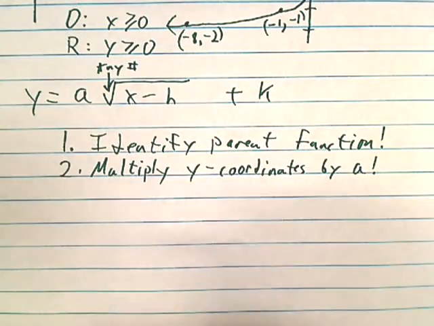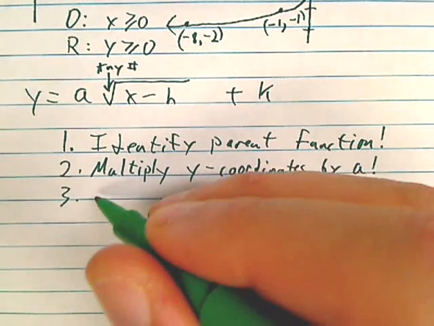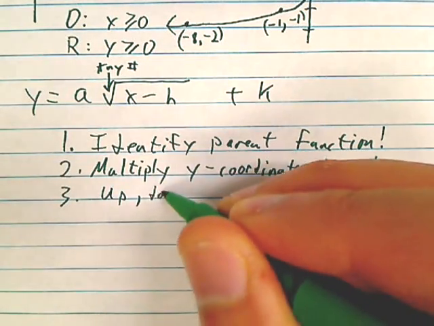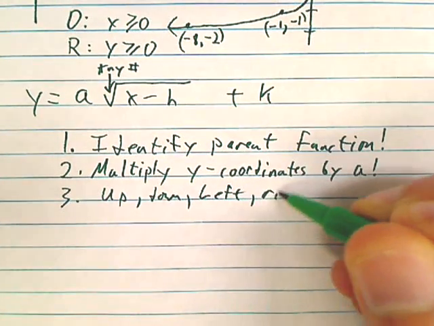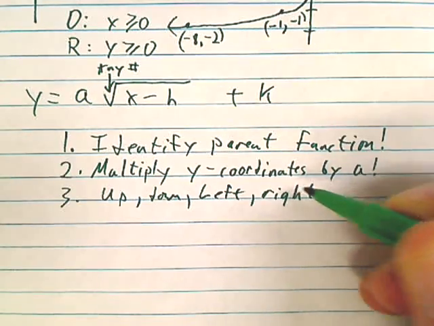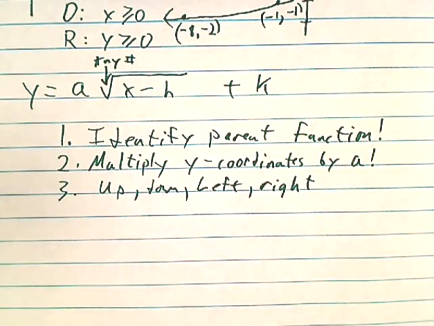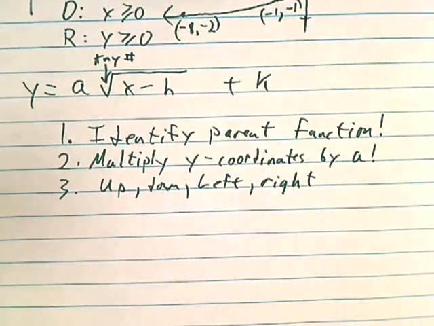And your final step is to do the up, down, left, right stuff. If this is a complicated graph that you're doing, you might have 2 or 3 graphs that you'll make along the way to get to that final function. So maybe showing your work will involve showing those intermediate graphs.